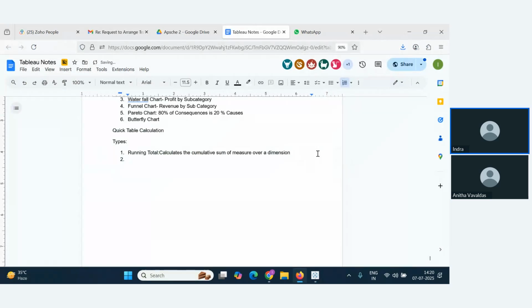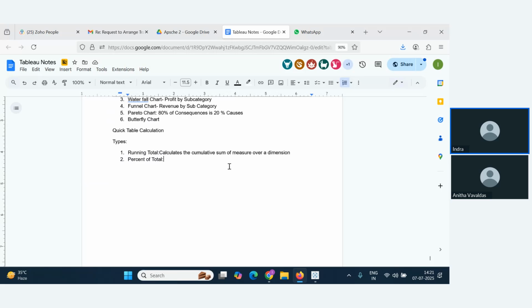Next is percent of total. What do you mean by percent of total? So basically, in the previous one, we were calculating the running total, right? Here we are calculating the percentage of contribution of each data point to the total. So it expresses the value for each data point in the form of percentage of total.